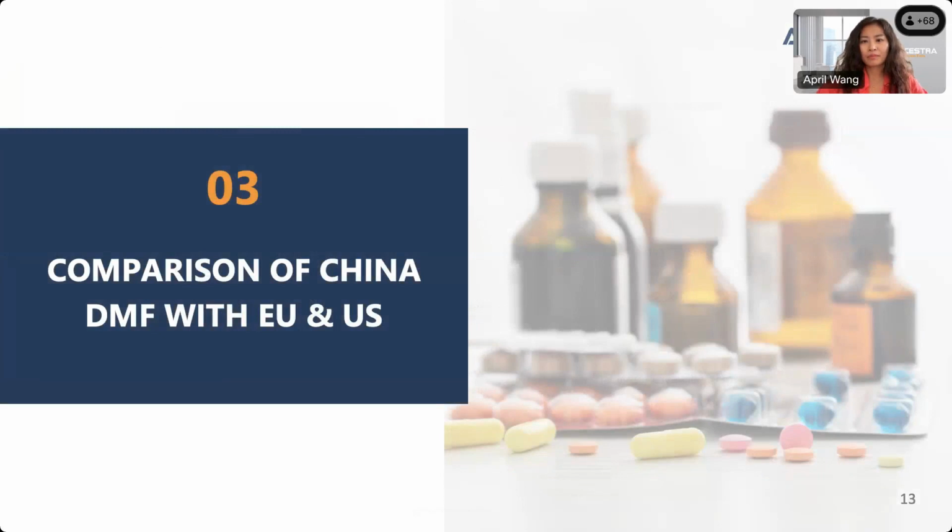So based on the above information, you may find China DMF filing policy has many similarities and differences with the EU and US DMF regulations. In the following slides, I'll compare and explain some distinctive differences between these markets from the perspective of pathways, DMF scope, confidentiality, timeline and cost, submission, approval status, and renewal.